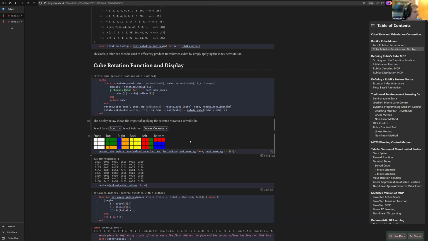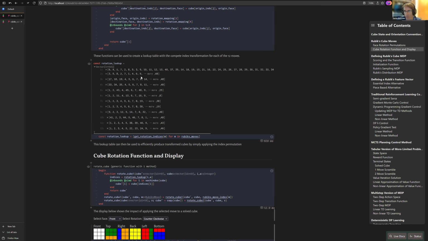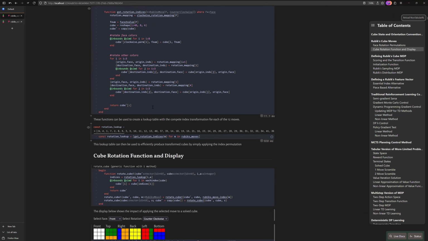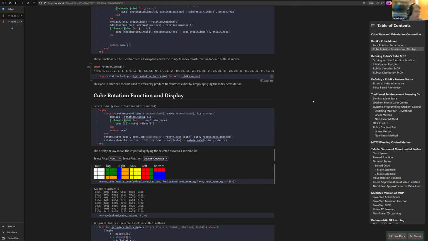But all it's doing to do this is taking a new cube, which is just a vector of these 8-bit integers, and it's just taking whatever cube we're starting with and resampling it according to the indices in the rotation lookup. So this makes sense to everyone? Yes. Good. Okay, cool. So there are no questions about the rotations.